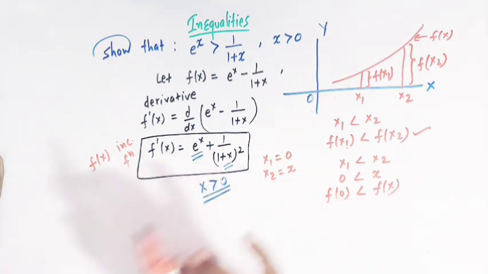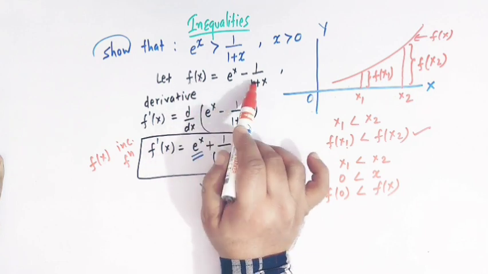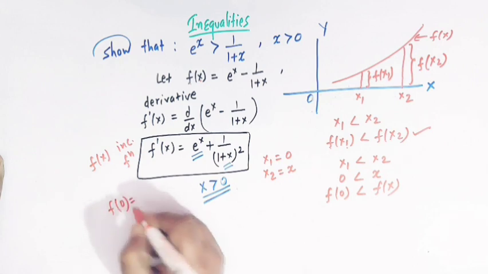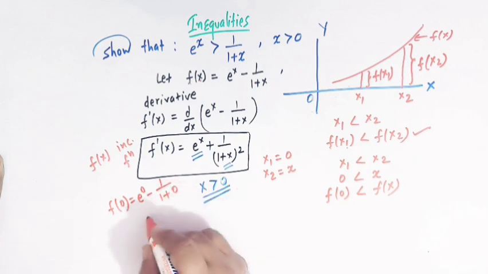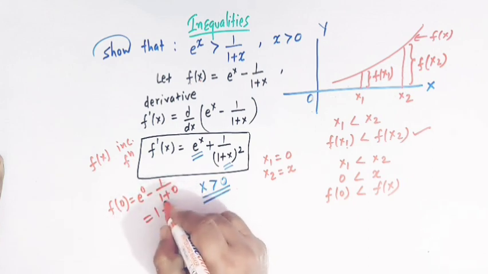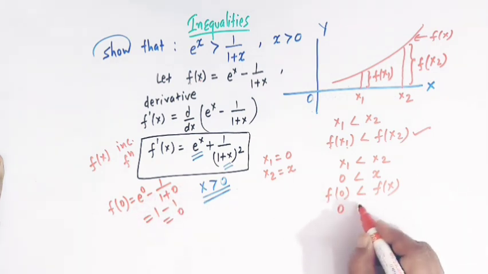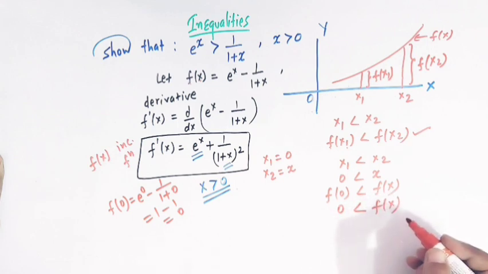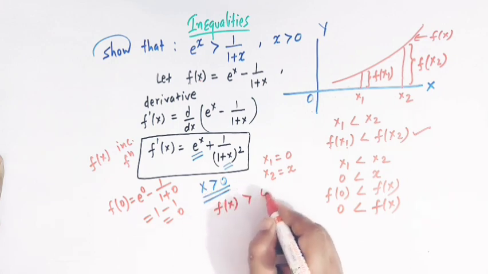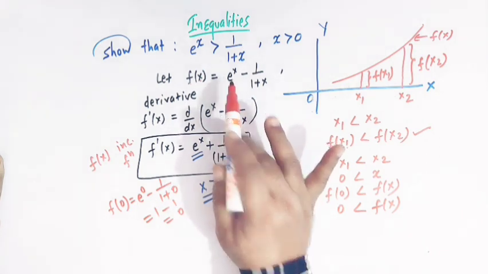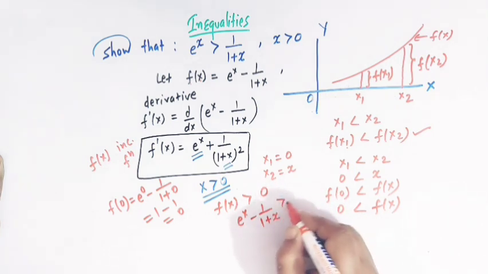So let us first find out f of 0 by taking x is equal to 0 in this function. So f of 0 is equal to e raised to 0 minus 1 over 1 plus 0. So e raised to 0 is 1, 1 over 1 is 1, so this is 0. So f of 0 is 0. So 0 is less than f of x, right? So we have arrived at the conclusion that f of x is greater than 0, and f of x is e raised to x minus 1 over 1 plus x. This is greater than 0.